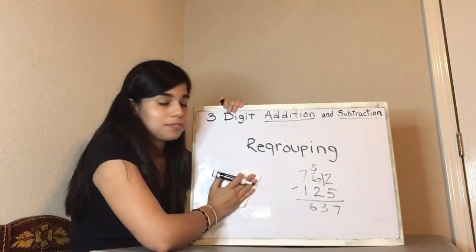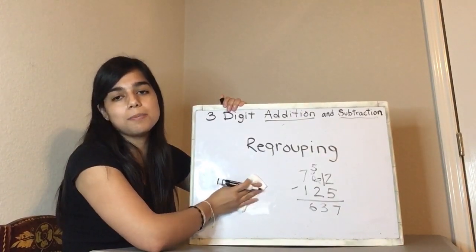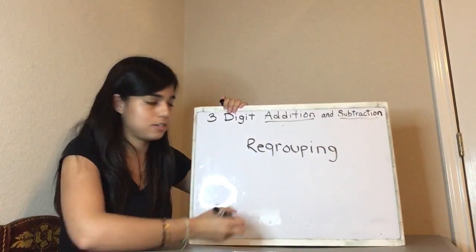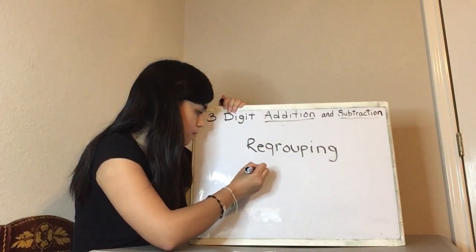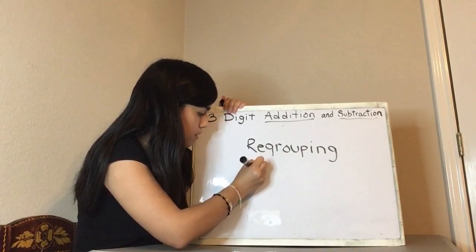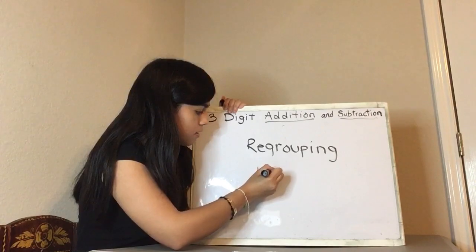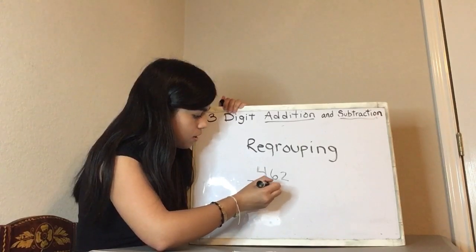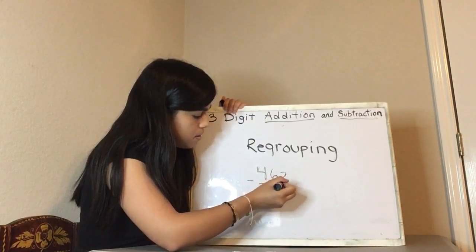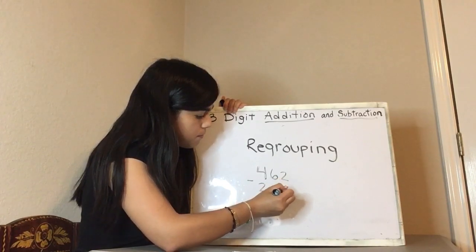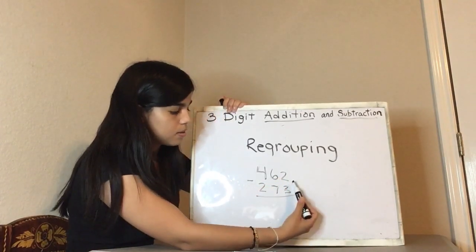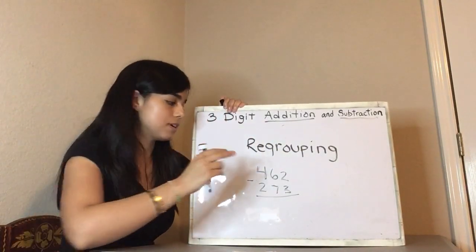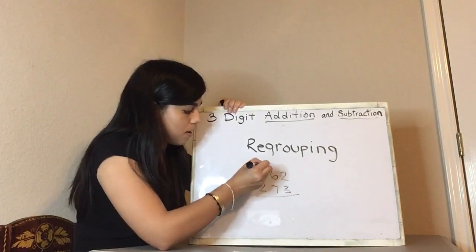All right. Same thing as addition, there's times when you're gonna have to regroup more than once. Okay, so let's try one where we have to regroup more than once. Let's do 462 minus 273. Okay, 2 minus 3. You have 2. Can you take away 3? No, because I only have 2. Okay, so I gotta borrow from the neighbor.